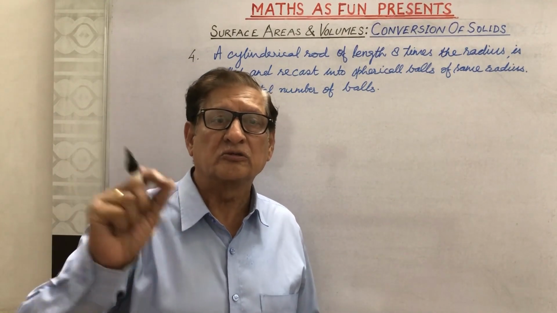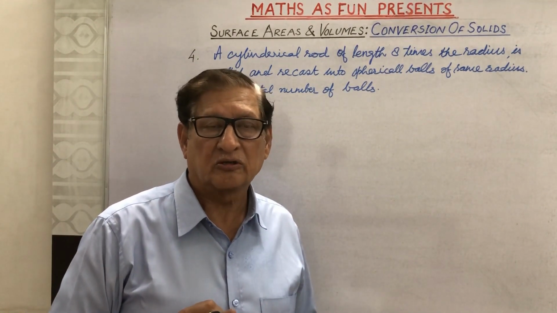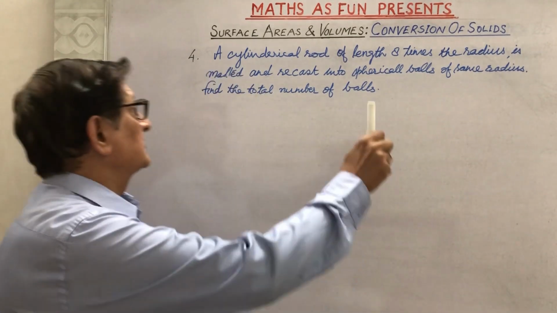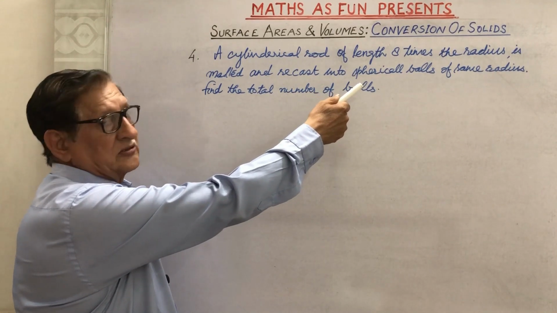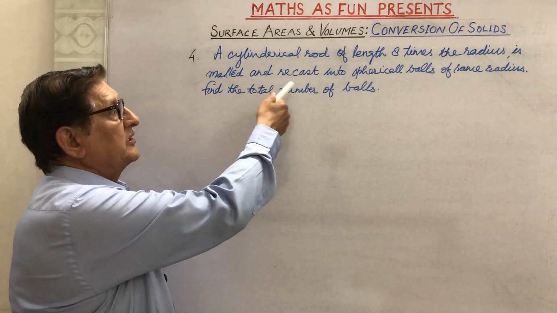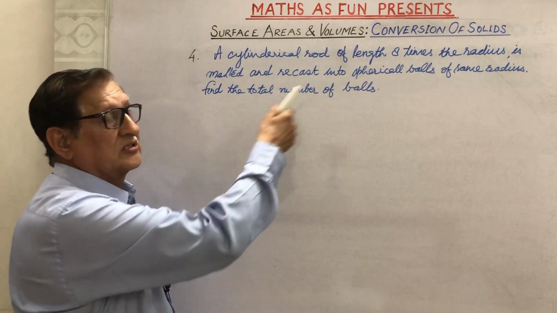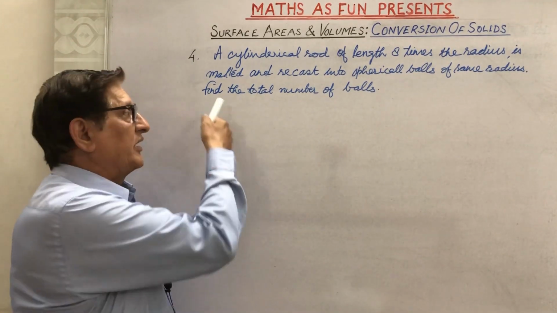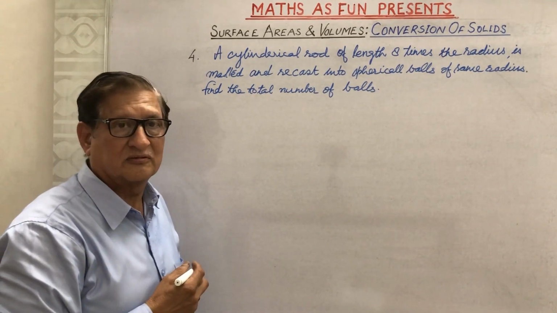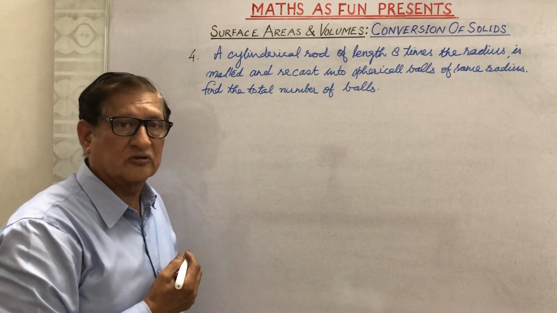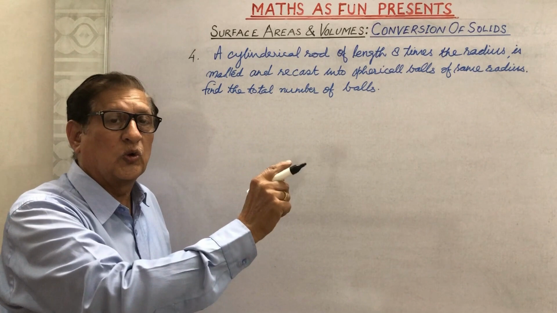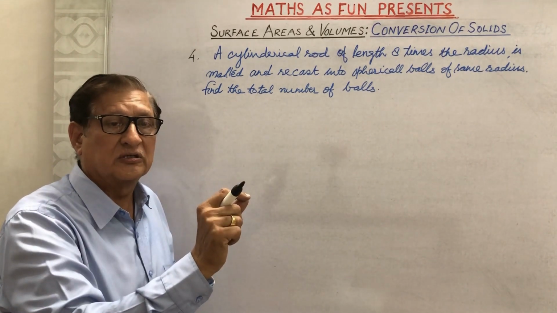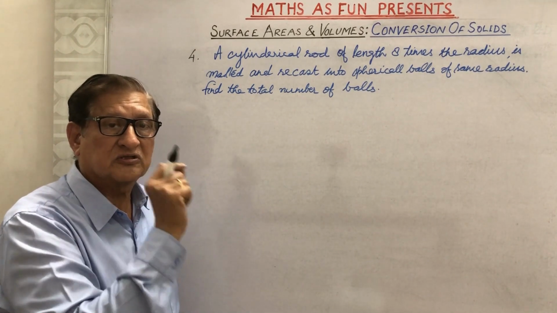The next problem is converting one solid into many smaller solids. And that is, a cylindrical rod of length 8 times the radius is melted and recast into spherical balls of the same radius. Find the number of balls. Here radius is not given, so we consider the radius. And the radius of the rod and the radius of the sphere is same.